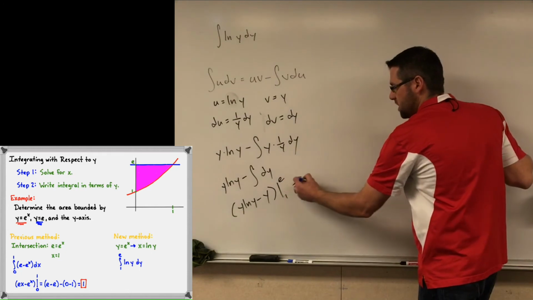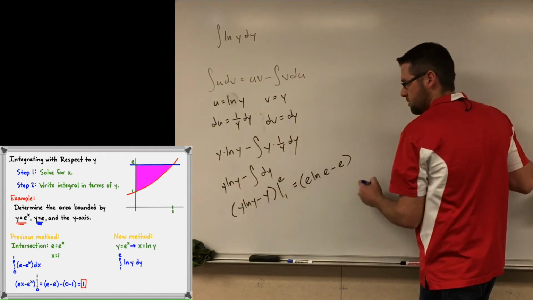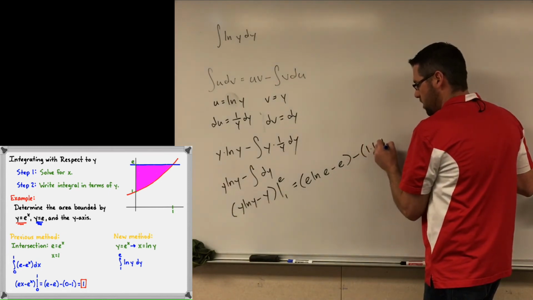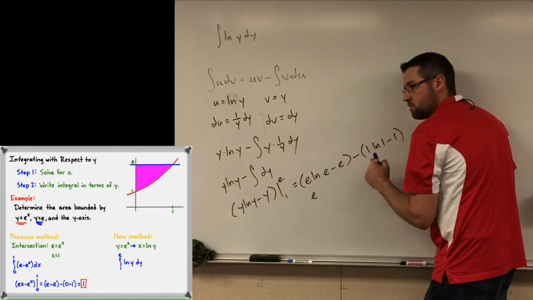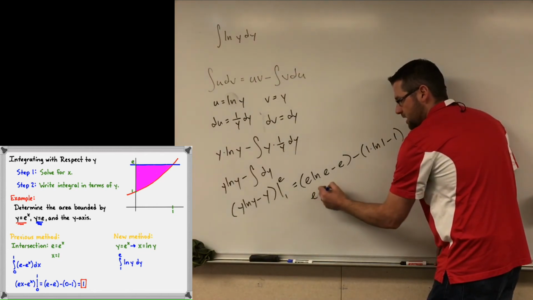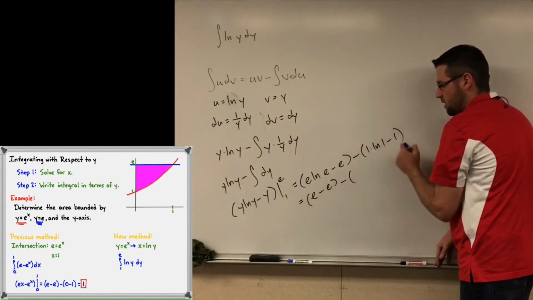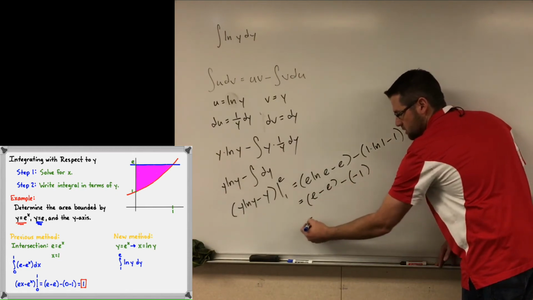So what would this be? This would be e natural log of e minus e, right? Minus 1 natural log of 1 minus 1. Well, e, what's natural log of e? 1, so that just goes away. Minus e, right? And then what's natural log of 1? 0, so this is just going to be negative 1. So that's 0 plus 1, so it's 1.